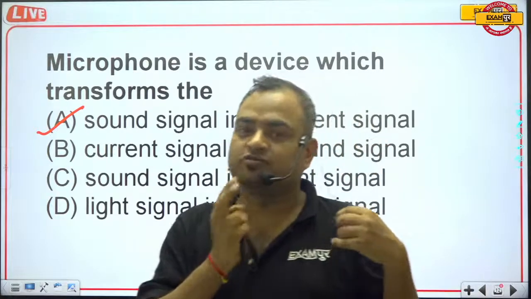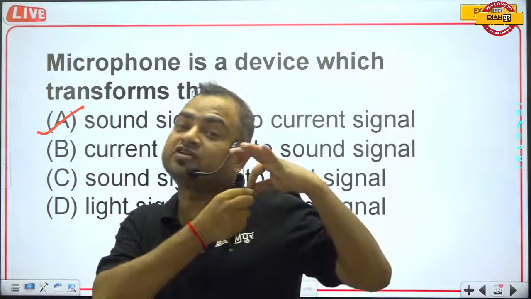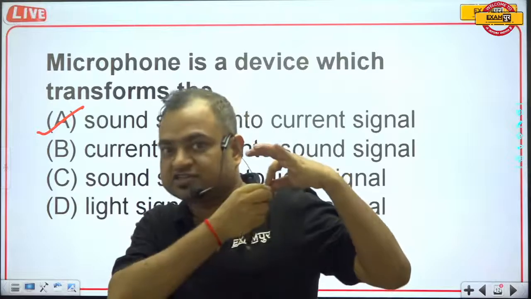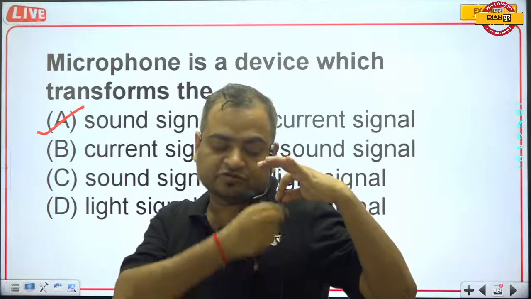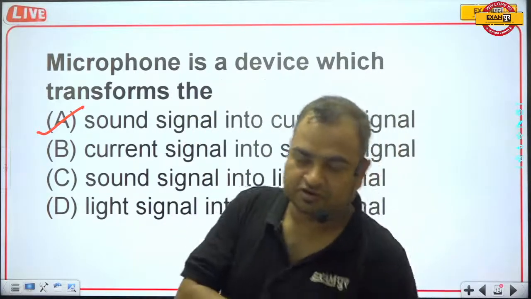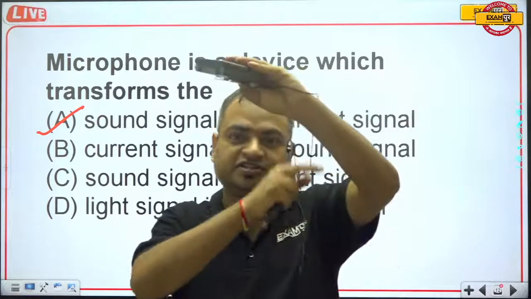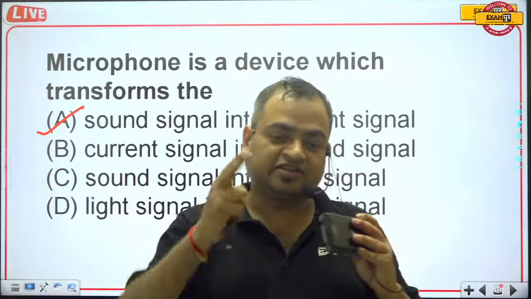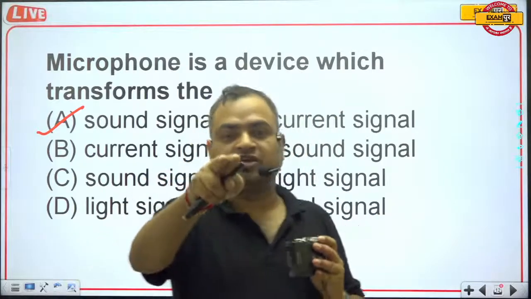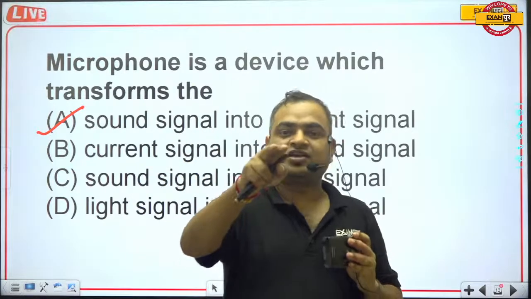receives the sound signal. Okay, and this microphone converts it into the current signal, and this current signal is transmitted through this wire to the transmitter, and then this transmitter converts the electric signal into the electromagnetic signal, and this electromagnetic signal goes to the camera. Okay, and this camera captures it.